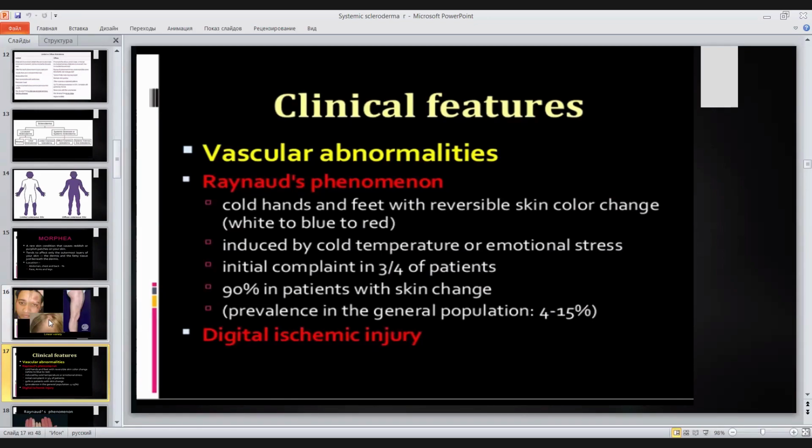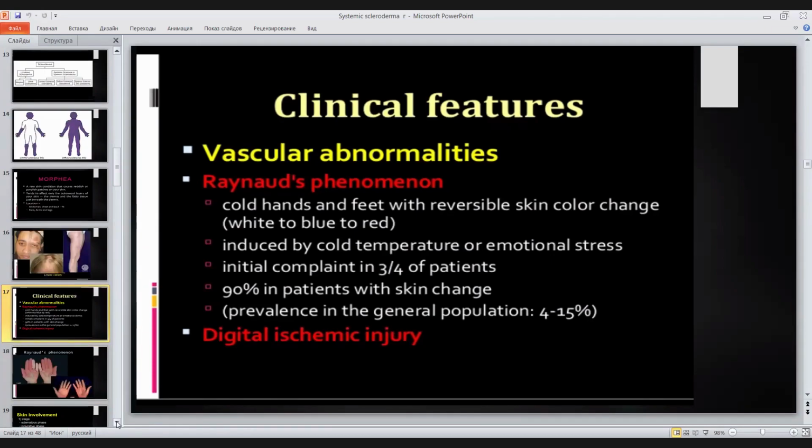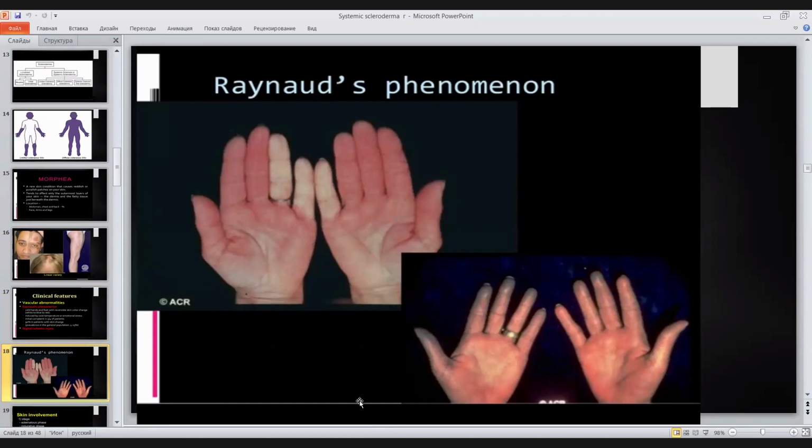It will be different color, white to blue to red. Raynaud's phenomenon, of course, might be present in different diseases in dermatology, but is more specific for systemic scleroderma. Now look here, Raynaud's phenomenon looks like this: white, blue, to red. Here it is partly white, here blue, and some part already red.